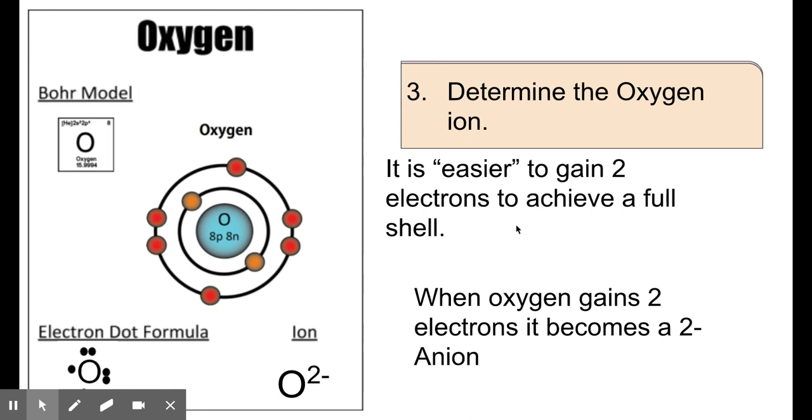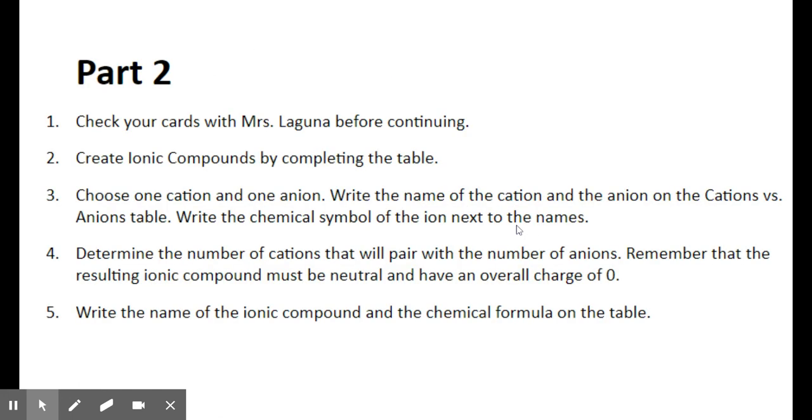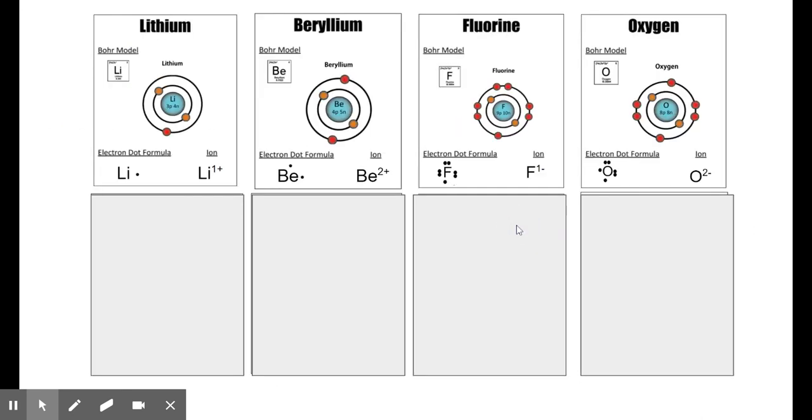How did you do? Well, there are 4 more cards to complete. When you're ready, you can restart the video and we'll check those cards.